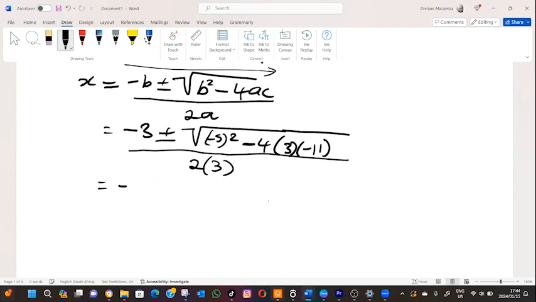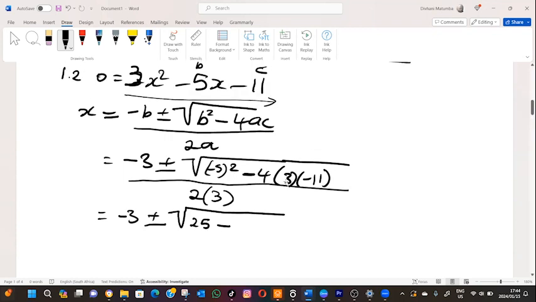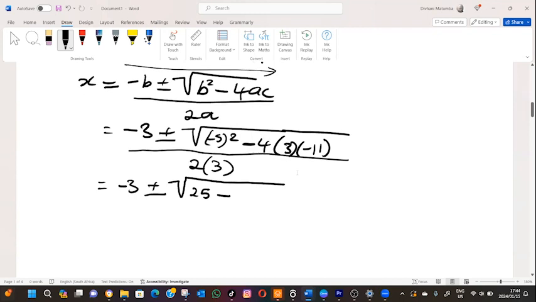So going down, we will have the square root of minus 5 squared, which will be 25, minus 4 times 3. 4 times 3 is 12. Let me see. Yes, 4 times 3 is 12.